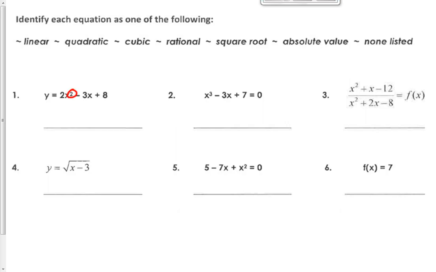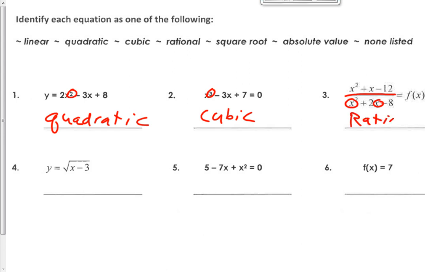Number 1, you see a squared term, the degree is 2, so that's going to be a quadratic. Number 2, the degree is 3, so it's going to be cubic. Number 3, here's a fraction with variables in the denominator. That's our rational function. Number 4, you see a square root sign. That's a dead giveaway. It's the square root function. Number 5, it's not written in descending order, so you got to be very careful. That has a degree of 2. It's going to be a quadratic.